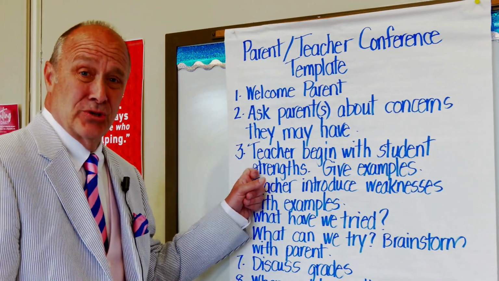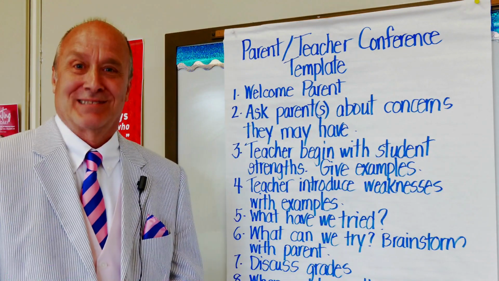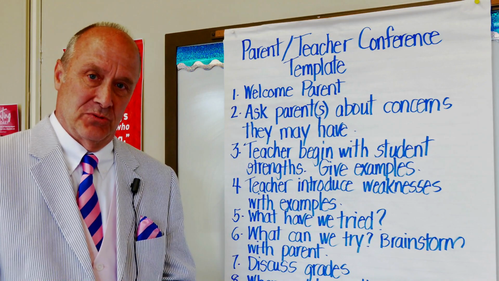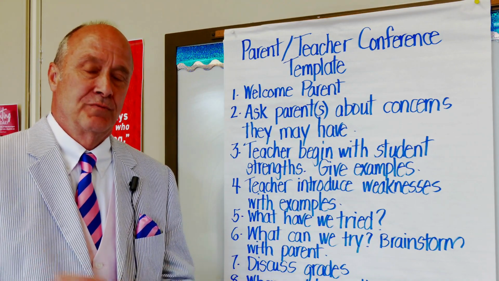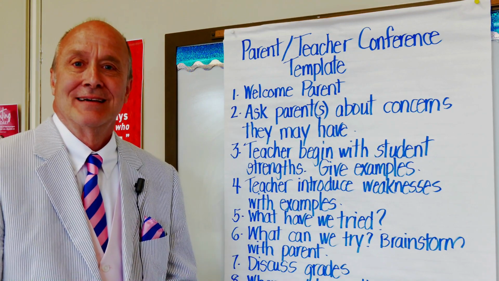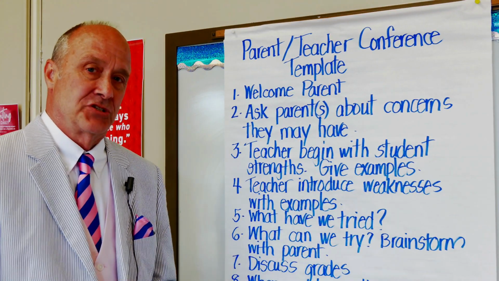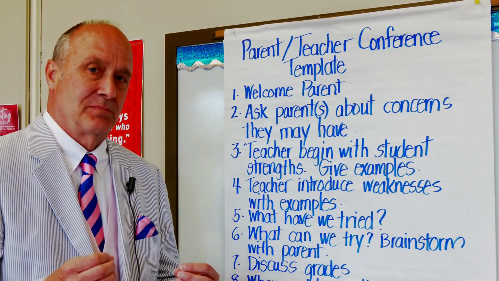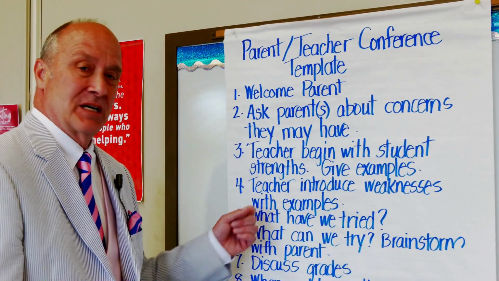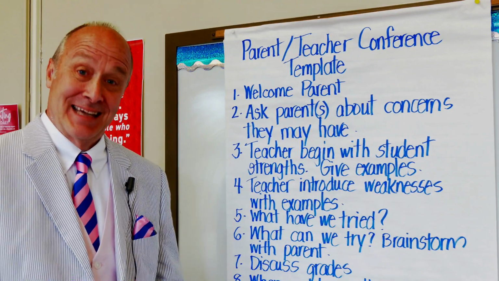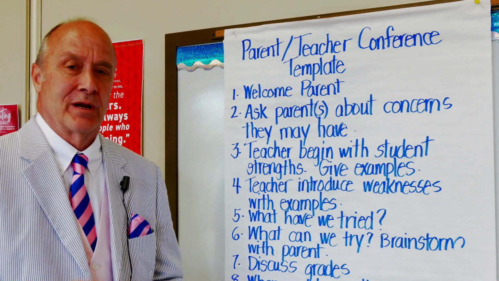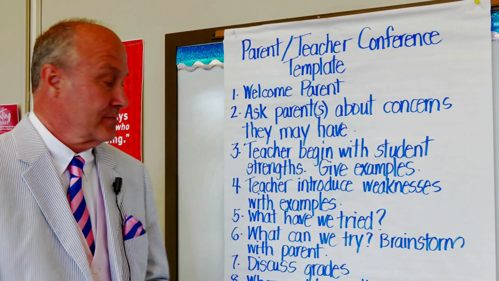Then, as the teacher, start with the strengths that a child has. And make sure you have examples of that strength. Hopefully you're keeping a portfolio of what the child has been doing before the parent-teacher conference. So have examples of what they do well. Then talk about their weaknesses. And again, have examples of what they are struggling with and where their weaknesses lie.